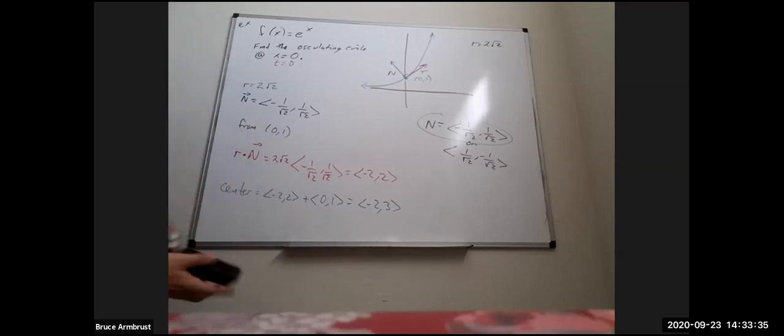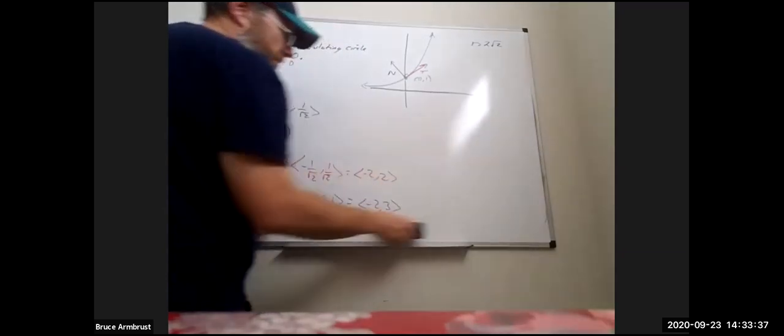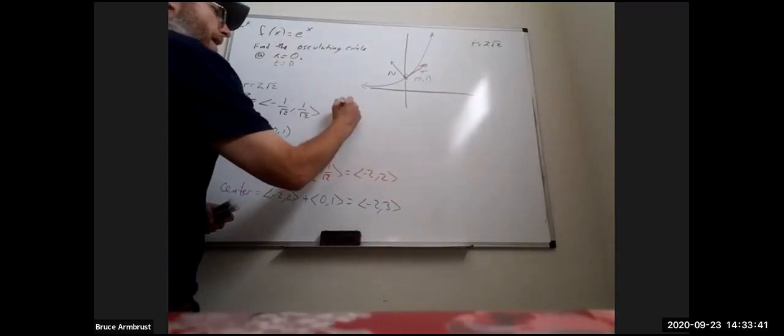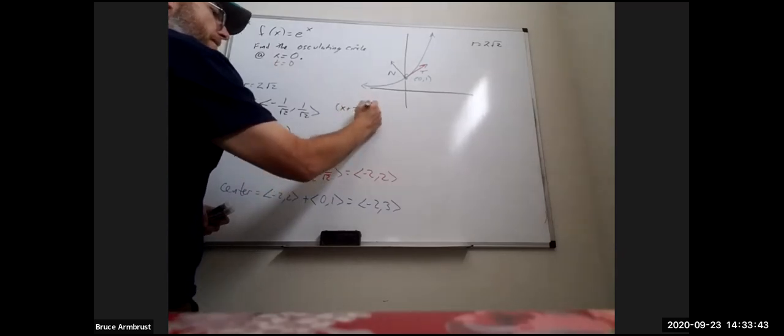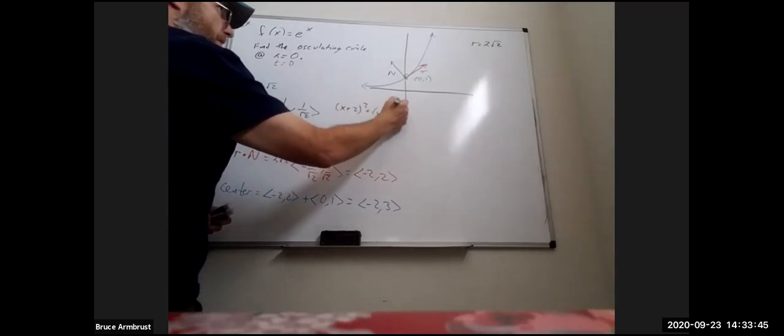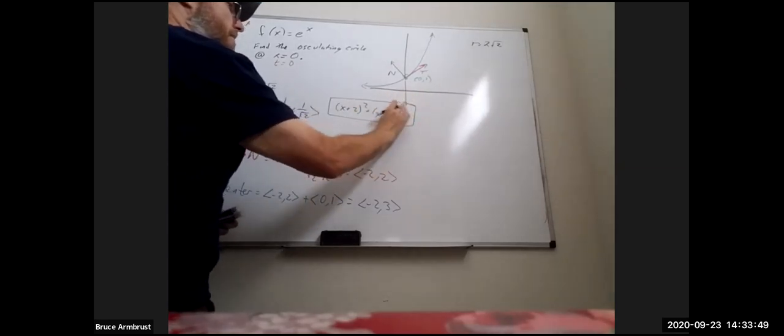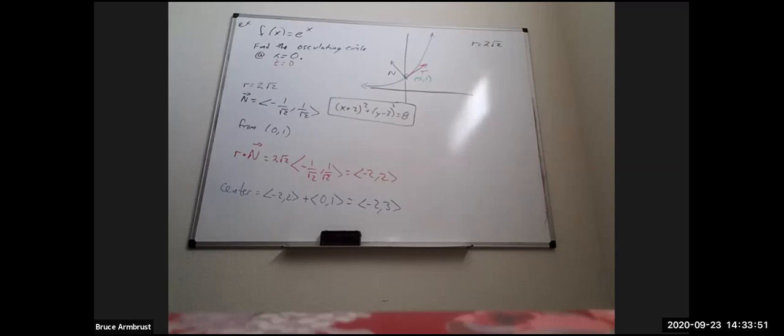And so now, given all this information, here's the equation of that circle. The equation of that circle is going to be (x + 2)² + (y - 3)² = 8. And the 8 is our (2√2)².